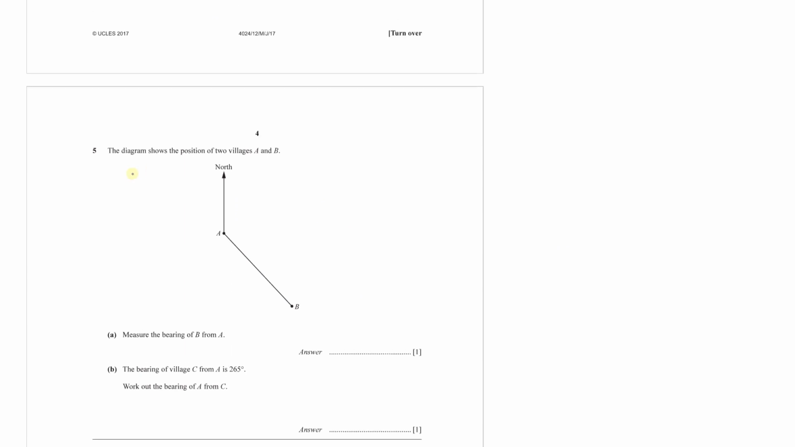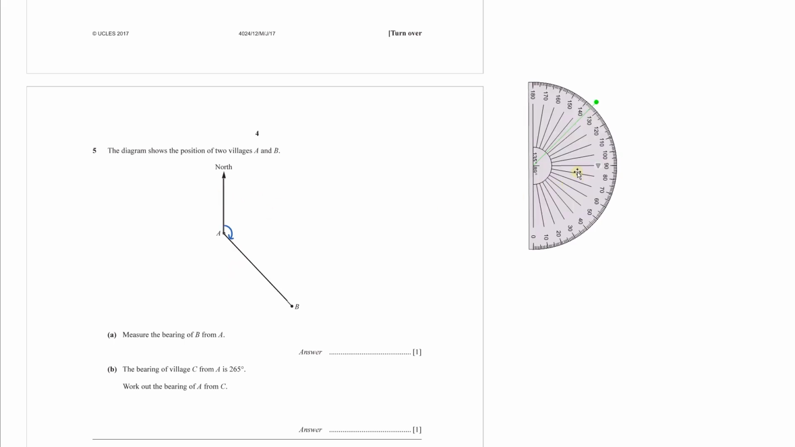So question number 5 is the diagram shows the position of two villages A and B. Measure the bearing of B from A. So B from A would be this angle here. So let me quickly bring my protractor and other geometric tools. I think I only need a protractor for this. So let me bring that. So here I have my protractor.